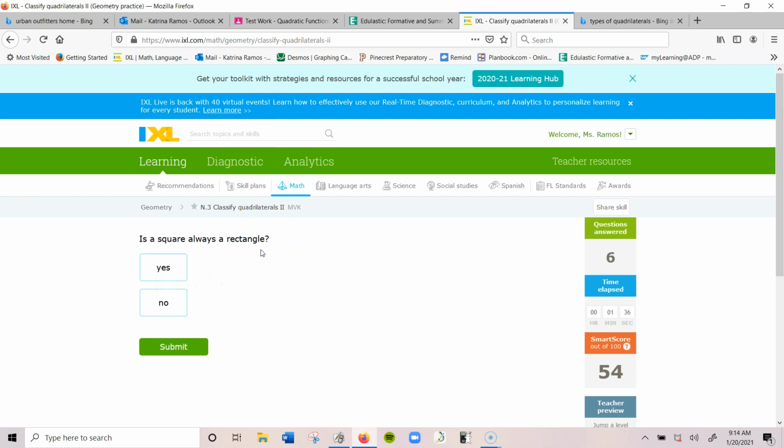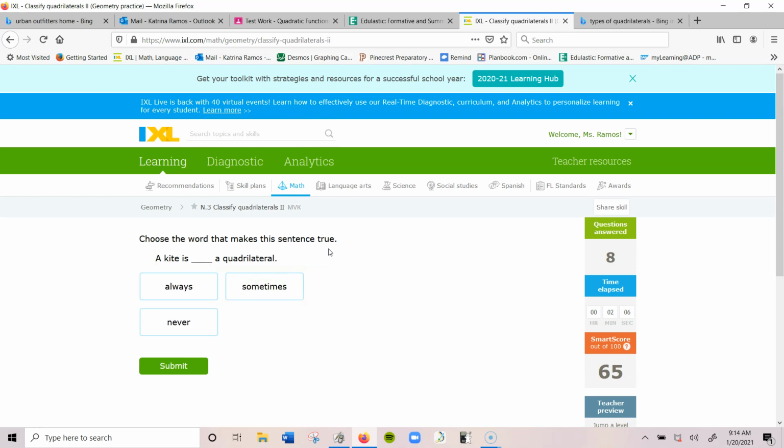Is a square always a rectangle? This is yes. And that's because the definition of a rectangle is that it is a quadrilateral, it has all 90 degrees, and opposite sides are congruent, all of which are qualities of a square. Is a rectangle always a parallelogram? And this is yes, because opposite sides are congruent, they are also parallel.